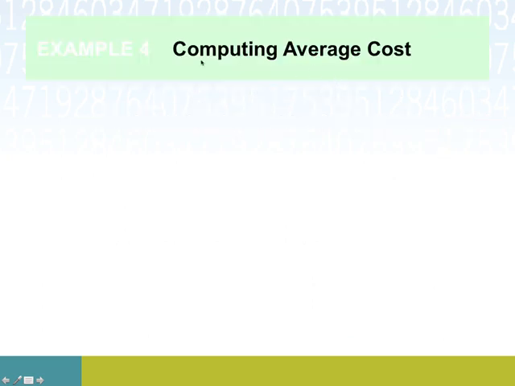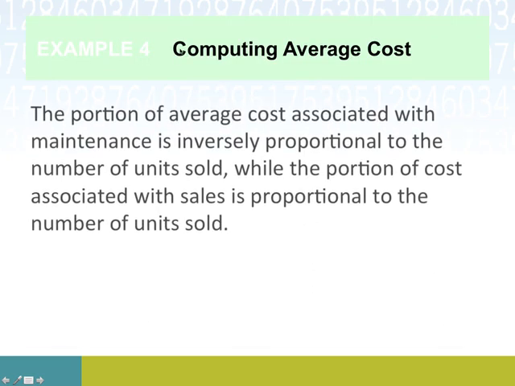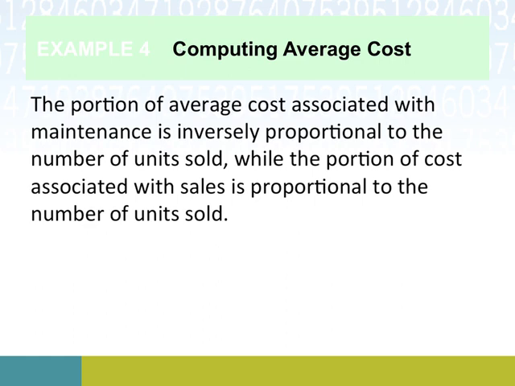So we'll try this in a business example. So the claim is that the piece of average cost associated with maintenance is inversely proportional to how many units you sell. And then the piece of cost that's associated with sales is proportional to the number of units sold. So again, since the word directly is missing here, we're going to assume that that's what it means, that this cost is directly proportional to the number of units sold.